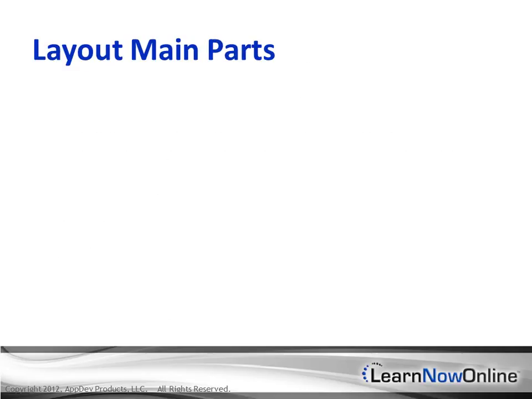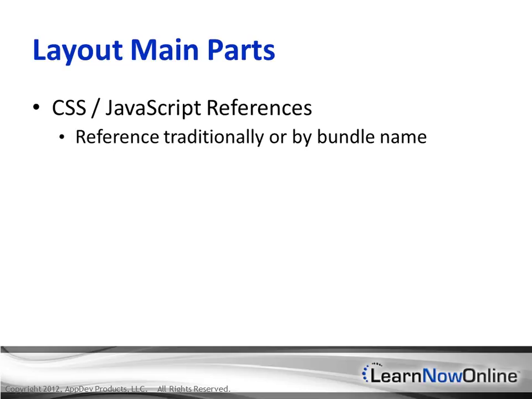Now we're going to look at what the main parts of a layout actually are made up of. First, we have your CSS and JavaScript references, and these are referenced either traditionally or by bundle name. Now, in some cases you may have to reference a JavaScript library traditionally by using the script tag in the source property, linking directly to your JavaScript file if one of two things is true.